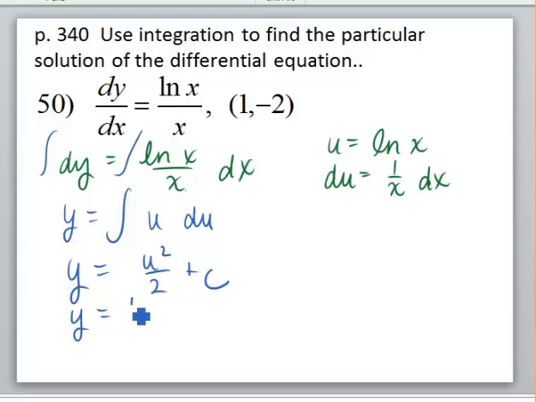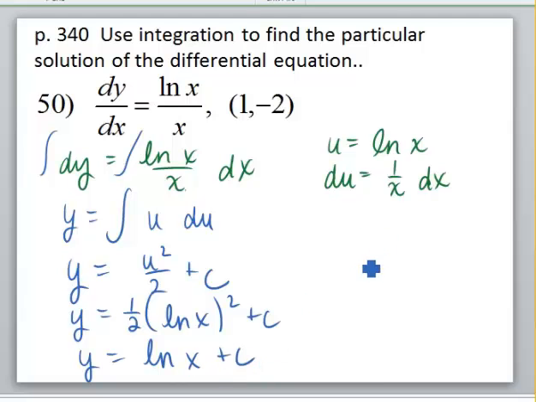So y is equal to 1/2. My u is ln of x, squared, plus c. Looking at this a little closer, I could actually bring this out front, and I'd get y is equal to just ln of x plus c.